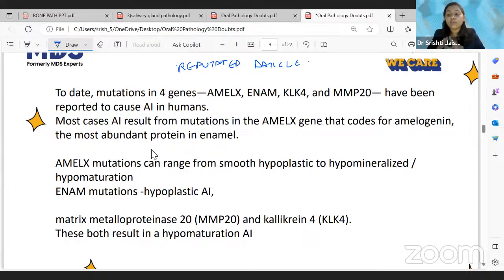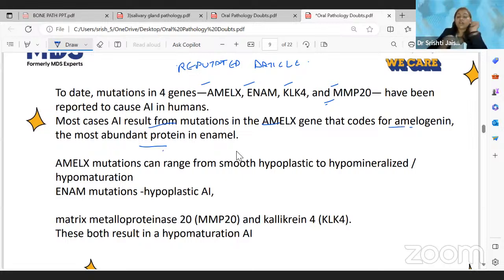Till date, 4 genes are involved with respect to amelogenesis imperfecta: the AMELX gene, ENAM gene, KLK4 gene, and matrix metalloproteinase 20, MMP20, have been reported to be associated with amelogenesis imperfecta. Most cases of amelogenesis imperfecta are seen as a result of mutation in the AMELX gene. What does the AMELX gene encode? Amelogenin protein. This amelogenin protein is present in abundance in the enamel.